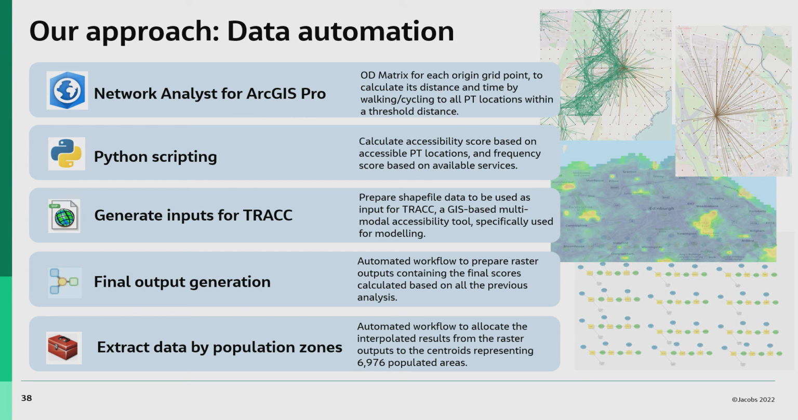With all the results from these previous processes, we then generate different raster datasets containing the final results, representing the accessibility score, the frequency score, the overall score, as well as the journey time score for each type of the destinations. Finally, we overlay these outputs with the population centroids that represent all the populated areas within Scotland. So what this means is that we were able to report all the results at different geography levels.